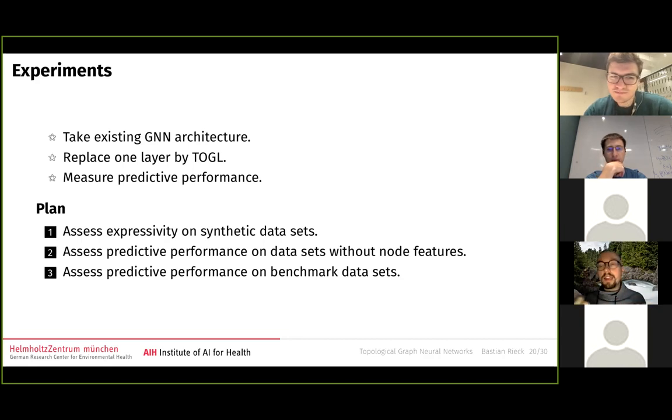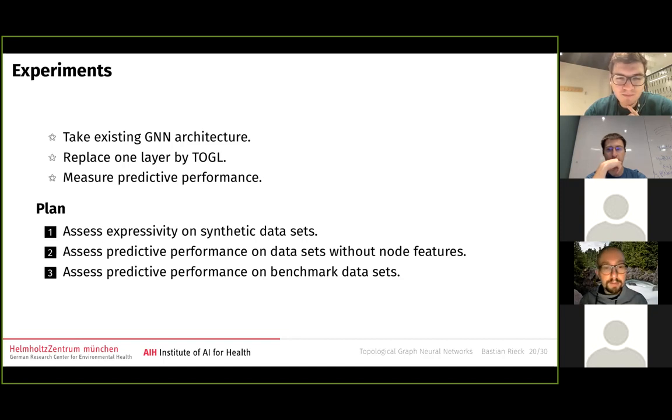But we really want to say that this swapping procedure already provides some benefits, because the new layer can help the network pick up an additional topology-based signal that it was unable to pick up before. Now, the experimental setup that I'm going to talk about has three distinct components. The first one is pretty simple and what you would expect.